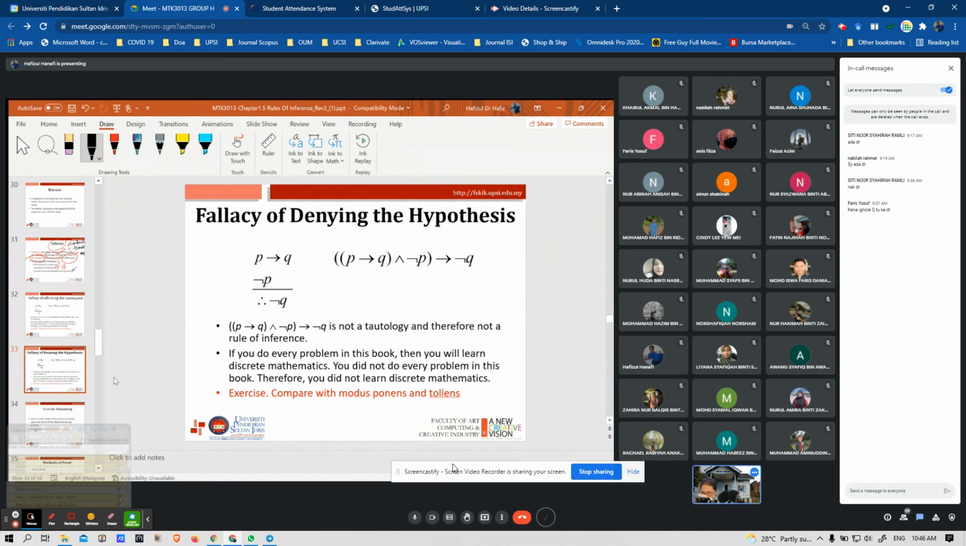Okay, P, we negate P and then we negate the Q. And then it is also not a tautology, therefore it's not a rule of inference, because a rule of inference must be a tautology. A tautology must be true. Okay.